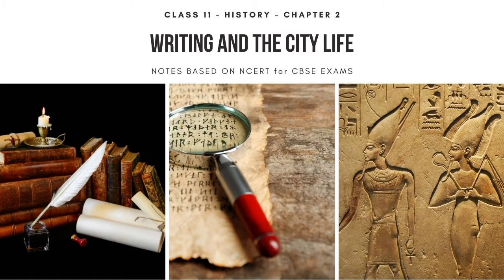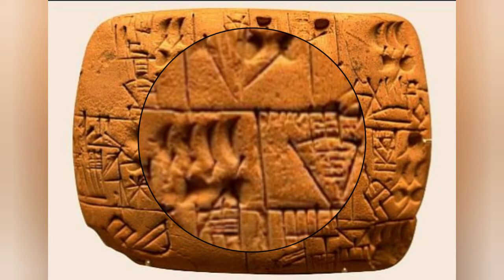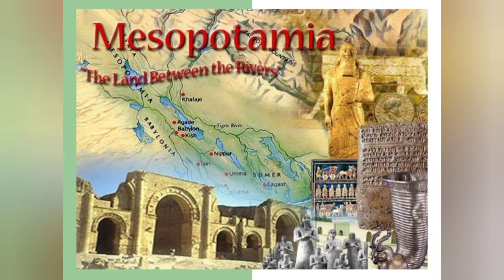In writing and city life, a great civilization flourished in Mesopotamia around 5000 BCE. Mesopotamia is the modern Iraq. Originally, Mesopotamia is a Greek word which means the land between two rivers. Tigris and Euphrates were the two rivers between which the civilization of Mesopotamia flourished.